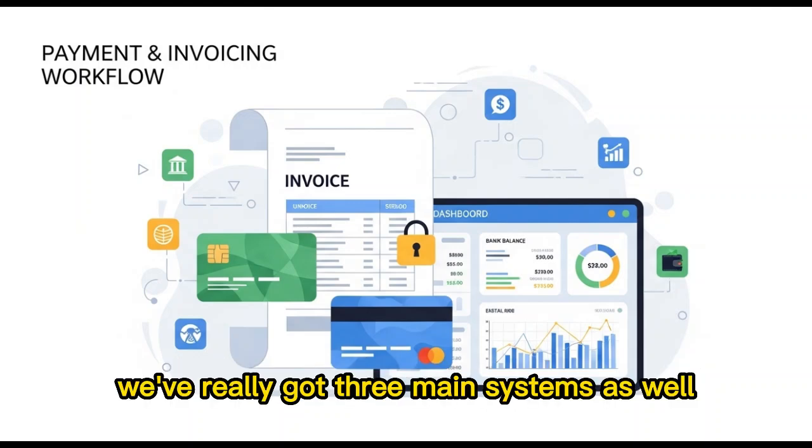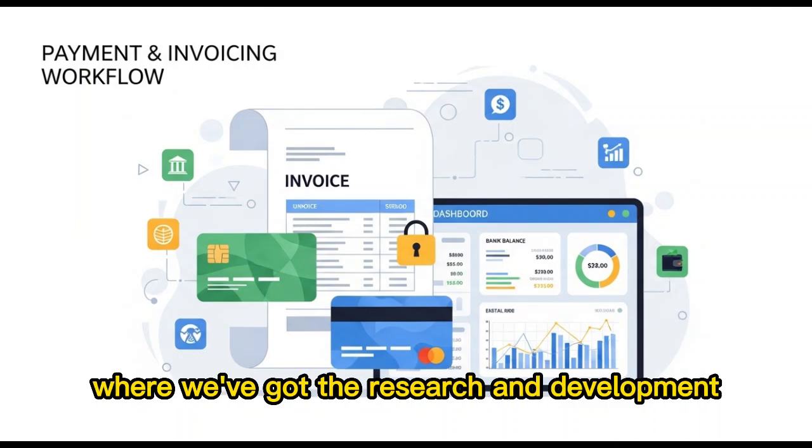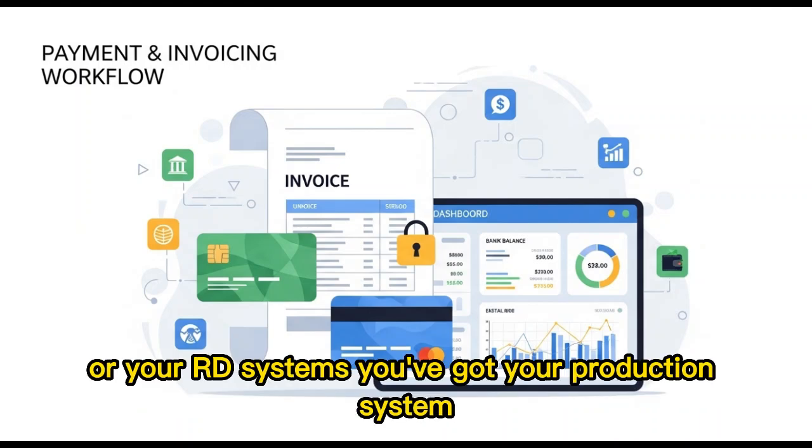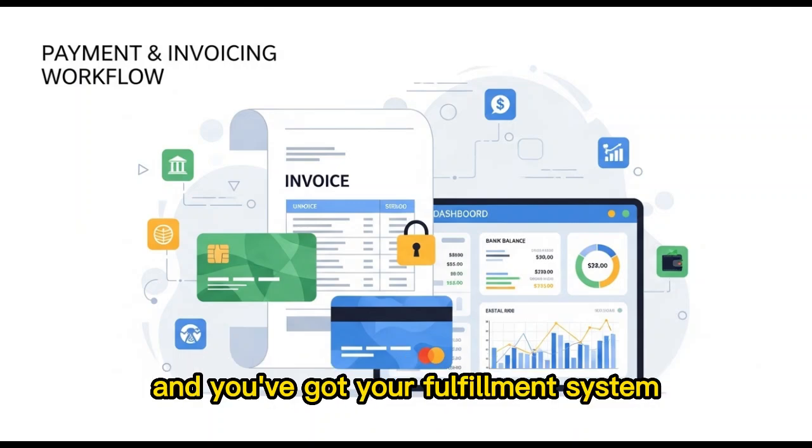So within there we've really got 3 main systems as well, where we've got the research and development, or your R&D system, you've got your production system, and you've got your fulfillment system.